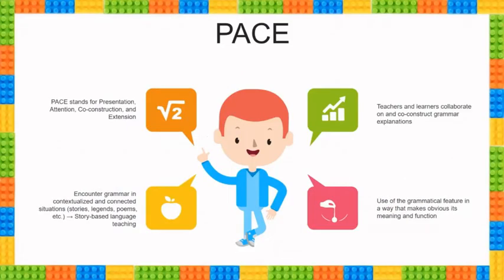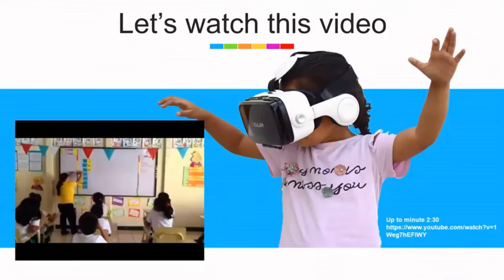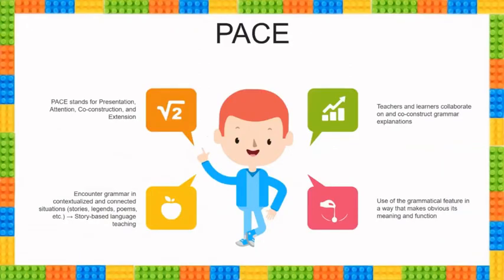Now, the third model is called PACE. And it's basically a branch of the inductive approach, yes? So it stands for presentation, attention, co-construction, and extension. So in this case, what the teacher does is that first, the teacher presents the grammar in a contextualized manner. So stories, legends, poems, pieces of news, etc.